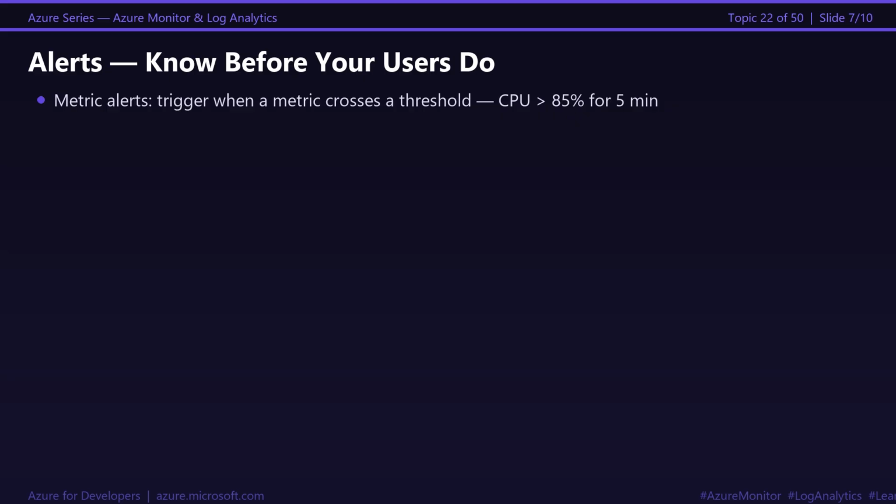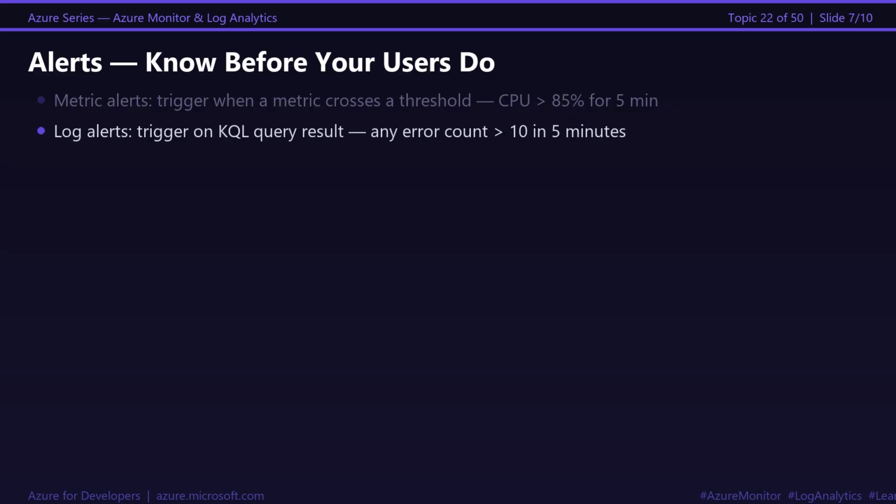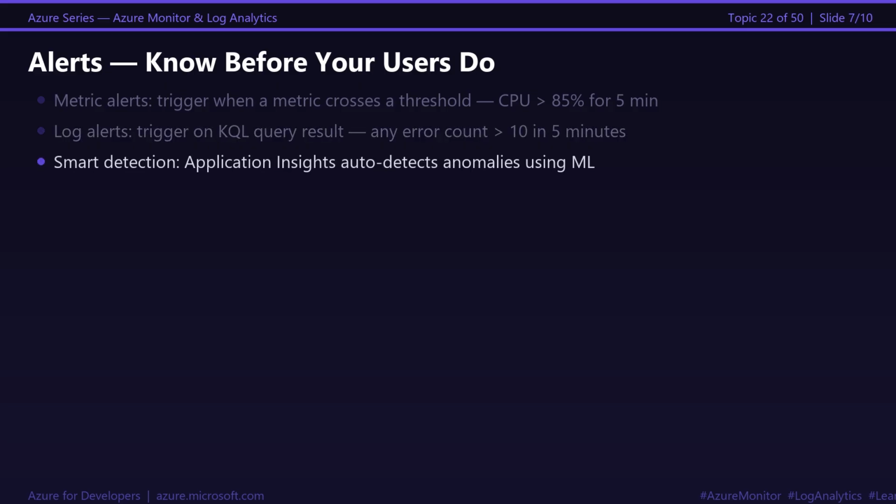And this is the part that impresses every team I show it to. Application Insights has smart detection. Machine learning trained on your traffic baseline. It automatically detects anomalies: unusual failure rates, abnormal response times, unexpected dependency failures. Zero configuration. Azure learns your normal and tells you when something is not normal.